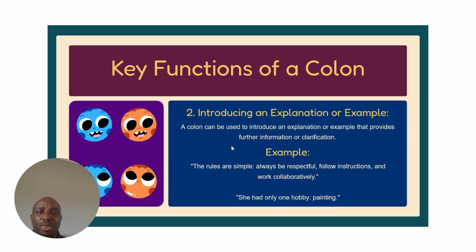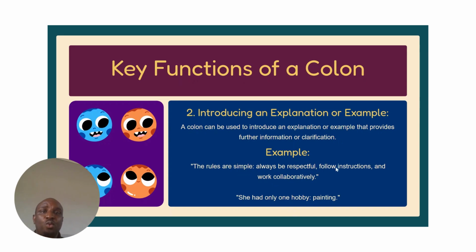Then also, it is used to introduce an explanation with a colon. You can explain things further. You see it here. The rules are simple. Now you are explaining further. The rules: be respectful, follow instructions, and work collaboratively. Those are the rules. Then number two, I said she had one hobby. What's that hobby? Painting. That colon has been used to explain the hobby. That's another way that colon can be used.